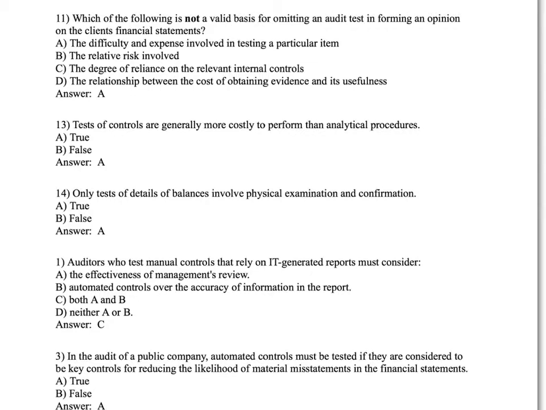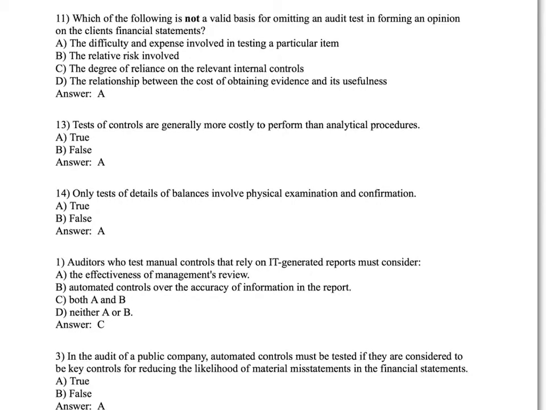Number 13, test of controls are generally more costly to perform than analytical procedures. That's correct. Test of controls are extremely costly to do, which is why a lot of companies, for the non-public companies, they're not just going to do a test of control audit just because. That's the most costly type of testing to do. They resort to the substantive audit testing where you can just test the balance at the end of the year instead of all of these control transactions throughout the year.